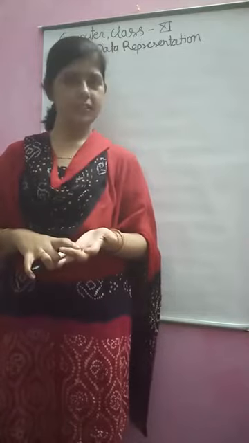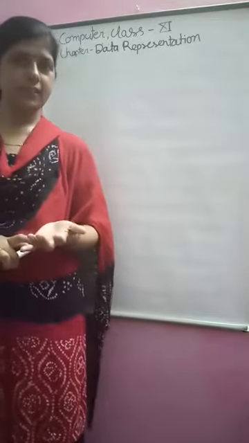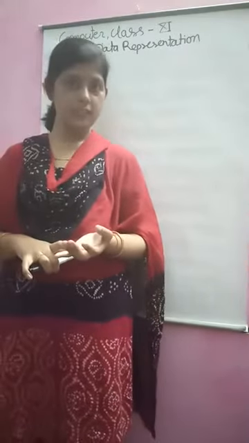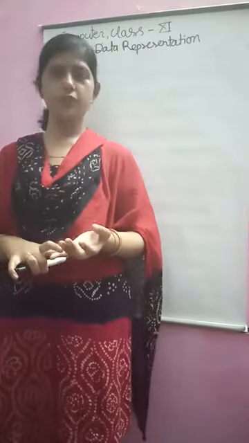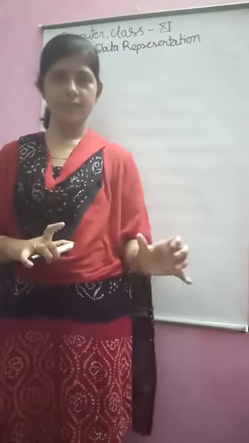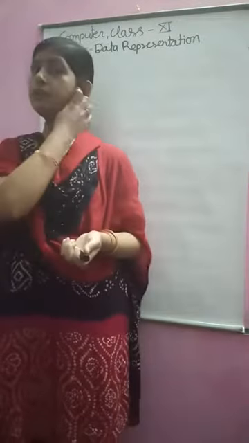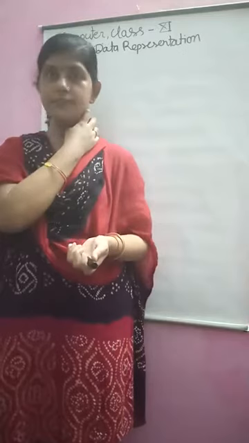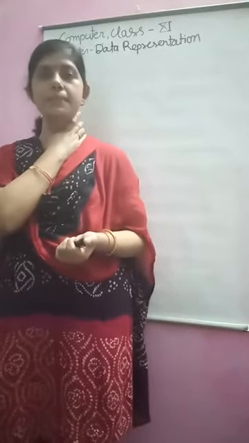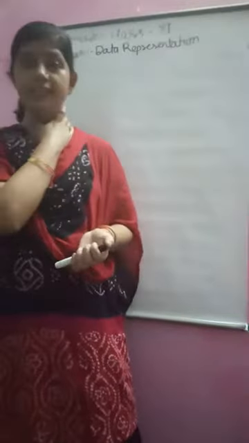Representing the data using digits. The digits depend on the base. If you are using binary, you will use 0 and 1. If you are using base 8, the digits are from 0 to 7. That is, from 0 to base minus 1. If you are using decimal, the digits are 0 to 9. And if you are using hexadecimal, the digits will be from 0 to 15.